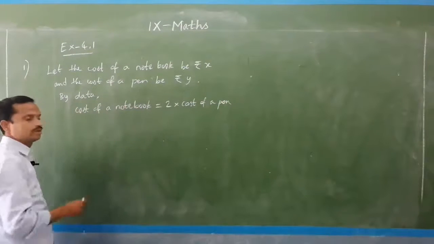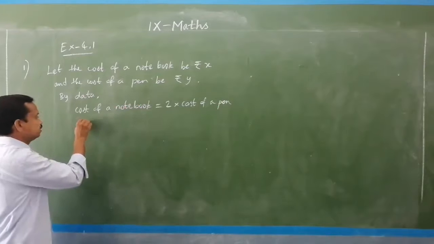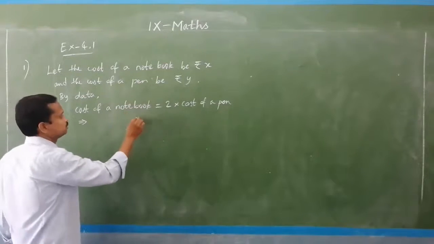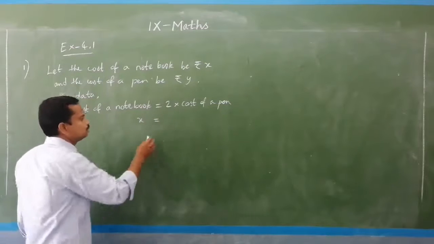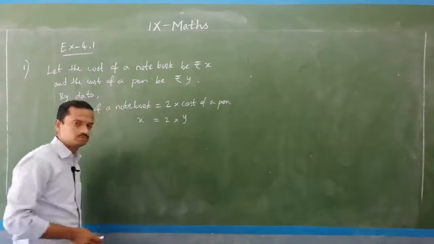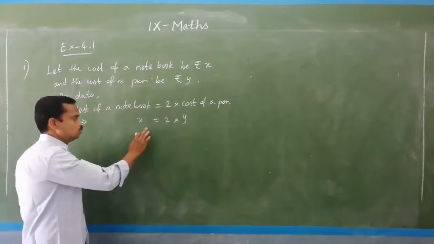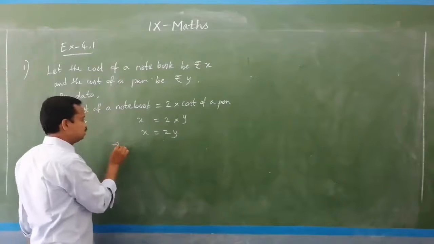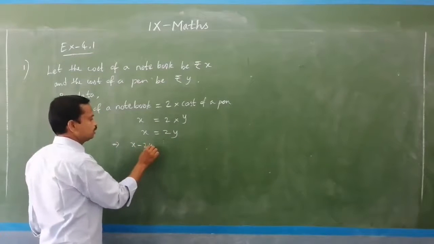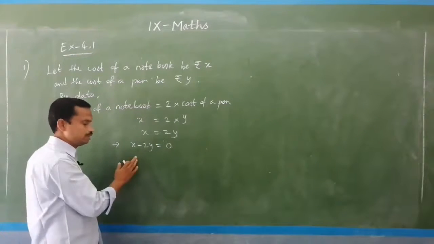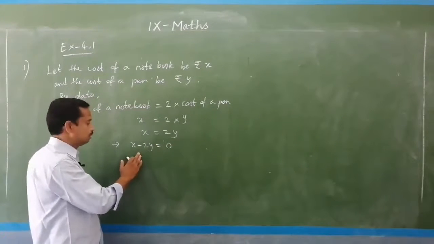So by the data I have to write the given part. Cost of a notebook is x, and this is equal to 2 into the cost of a pen, which is y. That means x equal to 2 into y. So x equal to 2y, and this you can write as x minus 2y equal to 0. This is why I am writing like this. This is the general form.